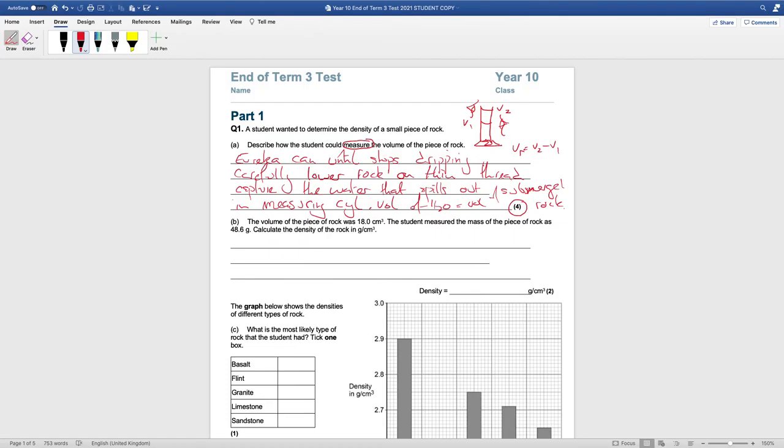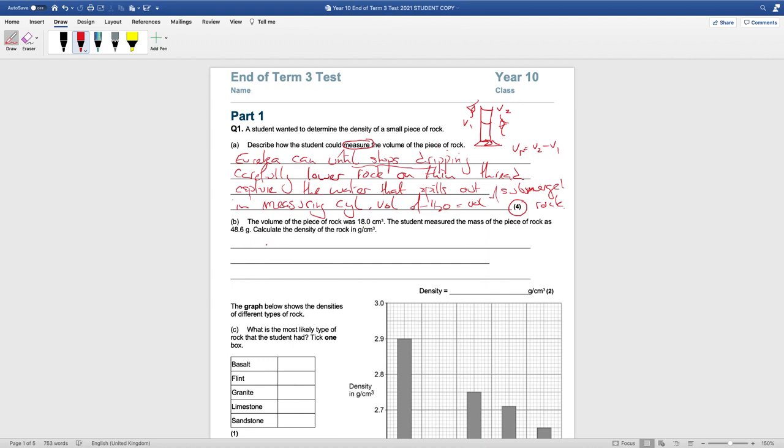Now, it's not clear from this question what level of detail you need. The idea of the eye being level with the bottom of the meniscus, the idea of the Eureka can stopping dripping. I would also, if I was you, be talking about the can being on a level surface. Carefully lowering the rock in on a thin thread, carefully lowering so you don't spill any, thin thread so the volume of the thread does not significantly affect the value of the volume that you measure. Capturing the water that spills out into the measuring cylinder, and then saying that the volume of the water is the volume of the submerged rock, or the volume of the rock is the difference between the two volumes. So that's what you're after. This is a method that you are required to know. So you just need to remember it, learn it.